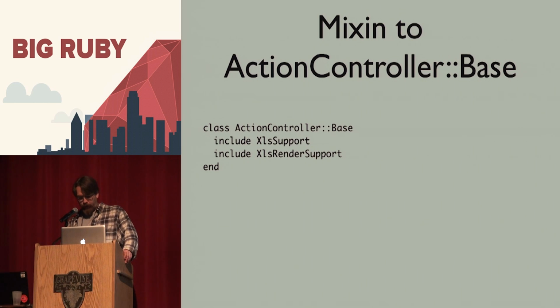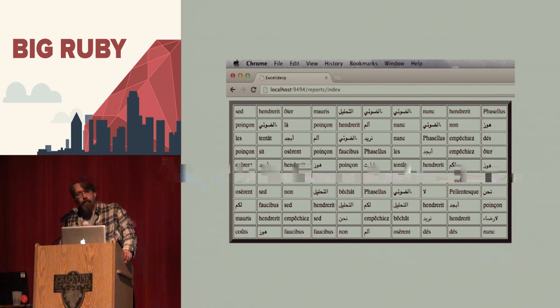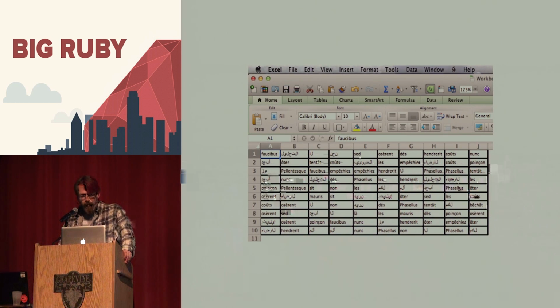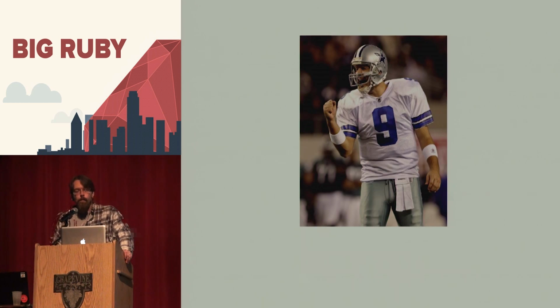We take these 2 modules, mix them into ActionController::Base, and we can go from this in our browser to this in our spreadsheet. And Tony Romo's a happy man.